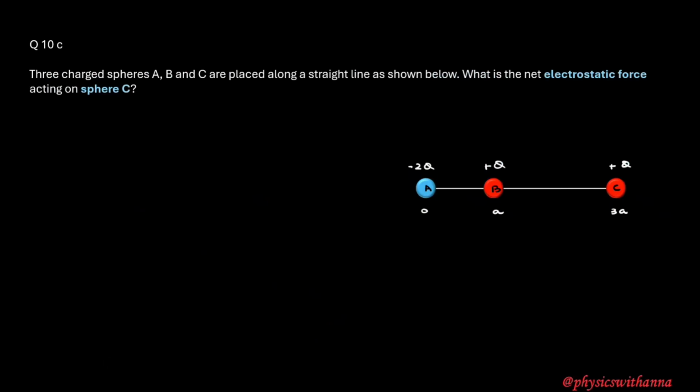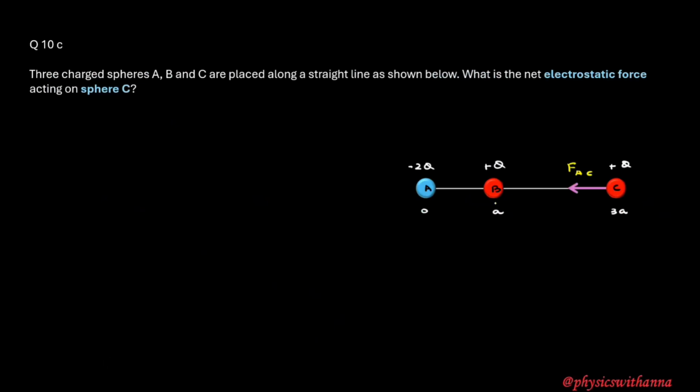So we start with the same process. We first find what is the direction of force on sphere C because of A and B. Now let's start with A. A is negatively charged, C is positively charged. So there will be a force of attraction between them. So C will move towards A because of this force. So the direction of force on sphere C because of A will be to the left. We will call this force FAC.